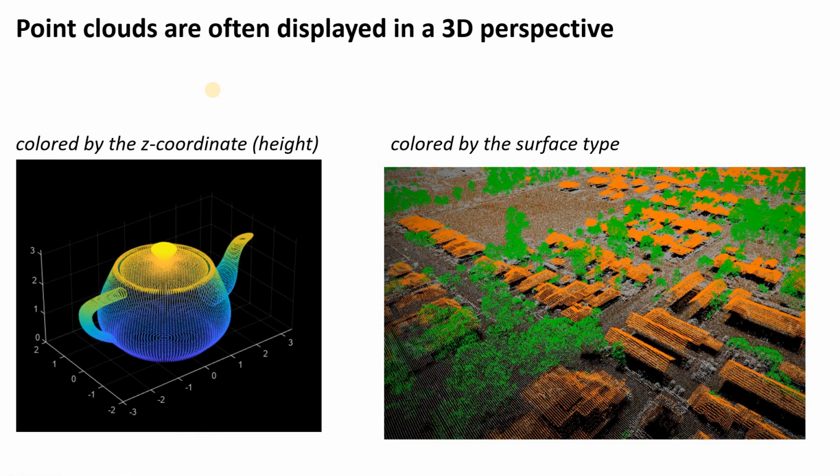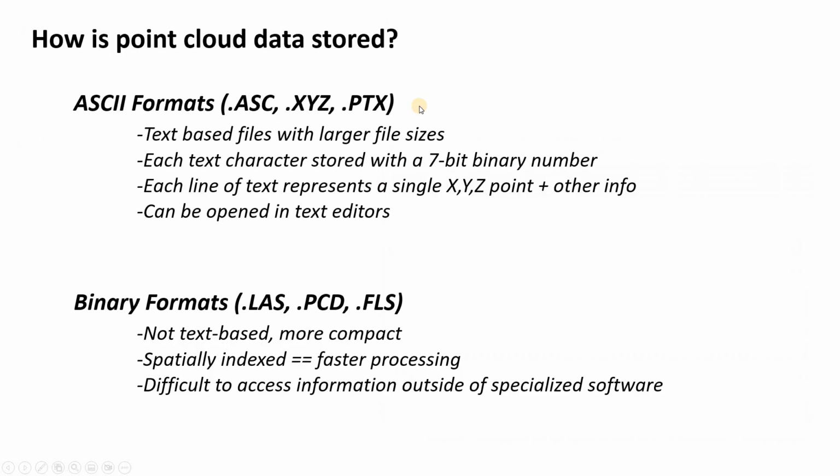So how are point clouds displayed? They're usually rendered in some kind of 3D perspective, with the points located in that 3D space, and then they can be colored by some value. On the left is the surface of a teapot, where the points are simply colored by elevation or height in the z-axis. On the right is a scene of a bunch of buildings in a forest, and we can see the points here are colored by their surface type. Building roofs are colored orange, leaves are colored green, and grass or courtyard is colored in this off color. So that's another way to display point cloud data.